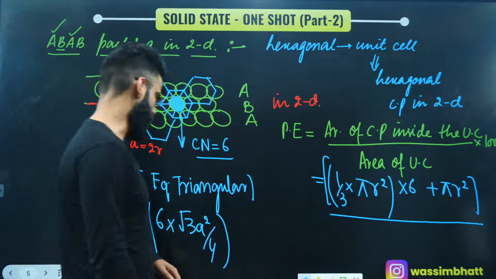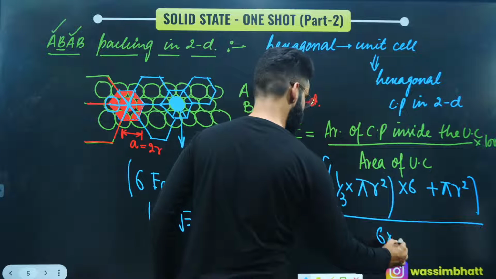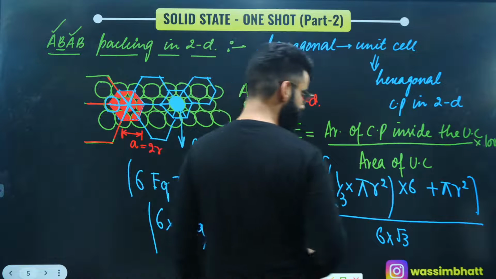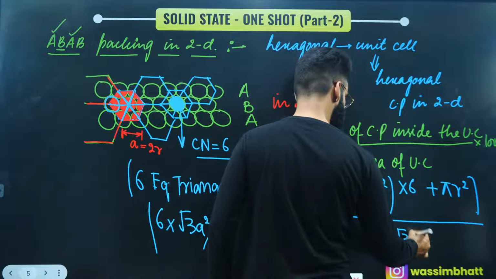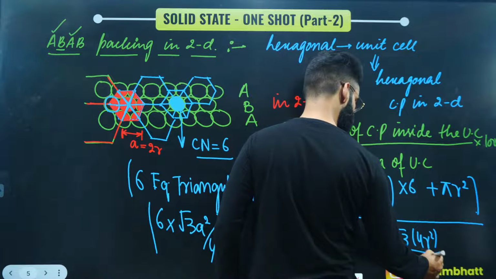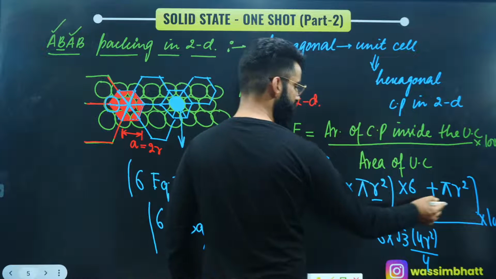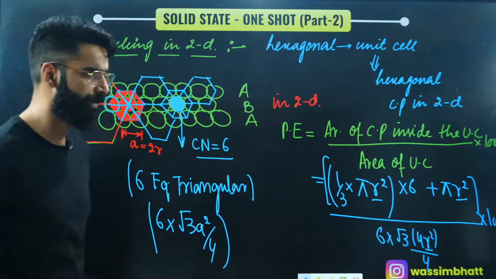Absolutely, guys. So instead of the area of the unit cell in the denominator, I can write 6 multiplied by root 3a square by 4, right? Since a is equal to 2r, a square becomes 4r square, divided by 4 multiplied by 100. As you can see over here, r square, r square, r square gets cancelled everywhere, right?